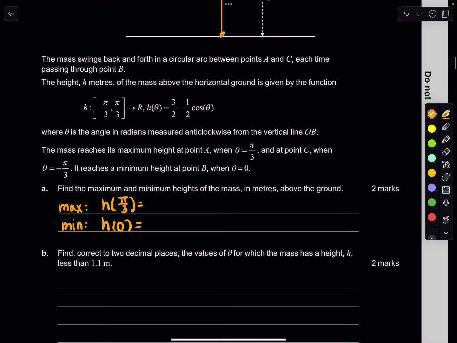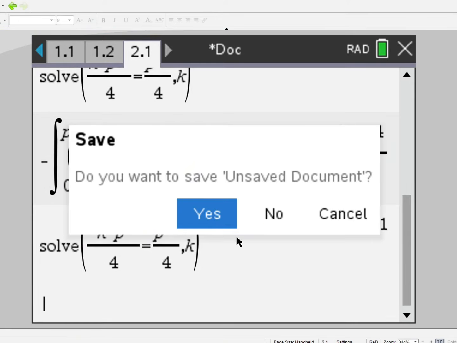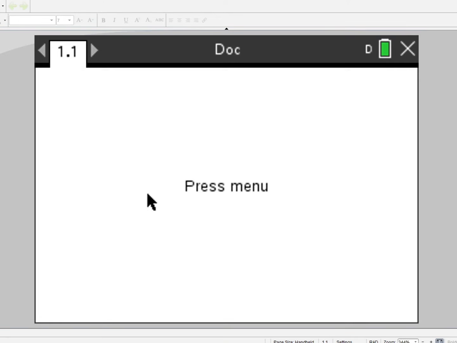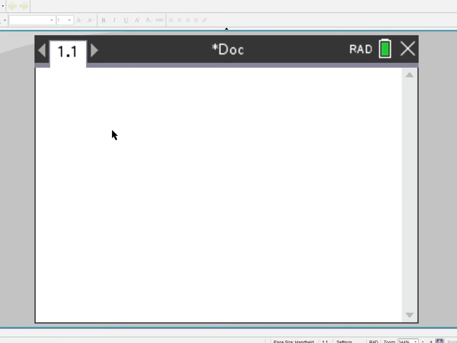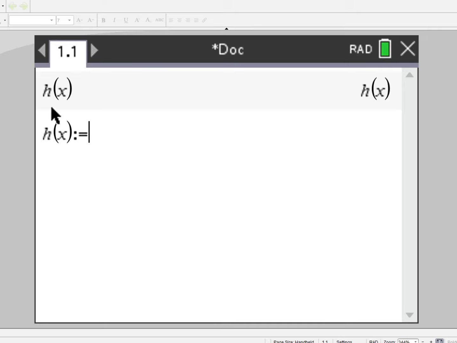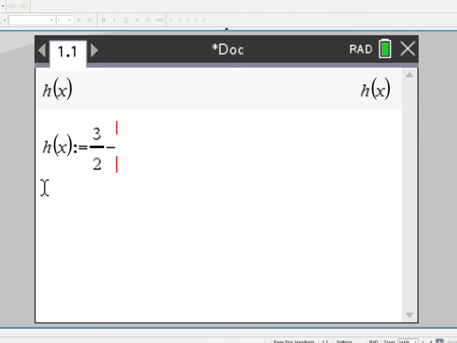I'm just going to press Control N and define the new stuff. Sorry. All right, so let's define the function h of theta. I don't have theta, so I'm going to write x. So x is the angle. Imagine x is our angle for this question. So let's write it. It's 3 on 2, always define the equation, minus half times cosine x. Done.